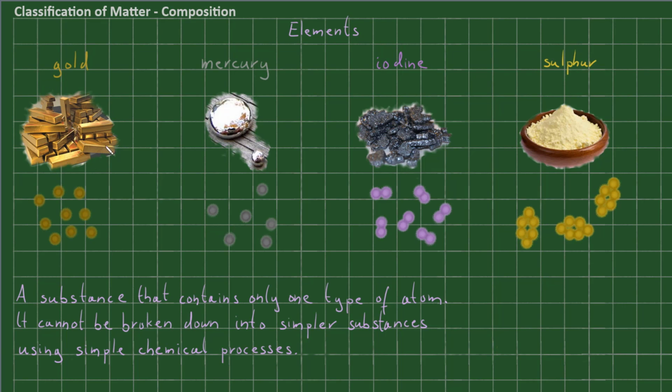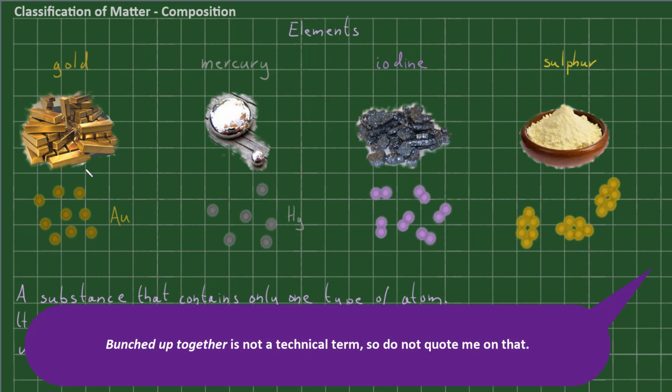In case of gold and mercury, on an atomic scale, we have single atoms. The chemical symbol or chemical formula for gold is Au, whereas the chemical formula or the chemical symbol for mercury is Hg. So when I have a bar or a lump of gold, I have a whole bunch of individual single gold atoms bunched up together.